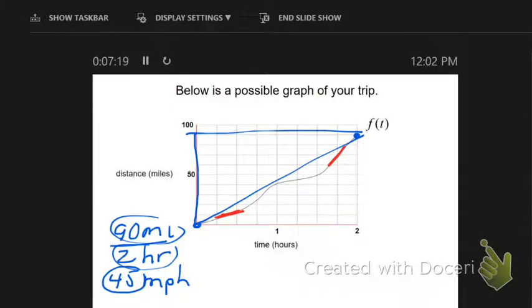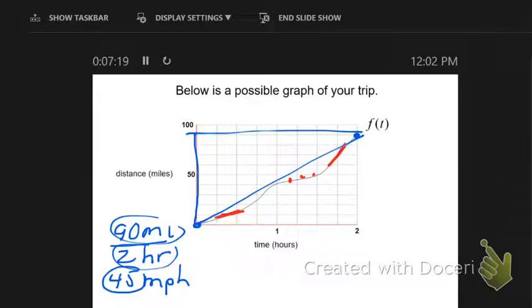So that should bring us to, well then how do I find out the actual speed at any given time? The average rate of change is my average for the whole trip. But how do I figure out how fast I was really going at every moment along my trip? How fast was I going here? How fast am I going here? How fast am I going here? Well, that's going to be the slope at each of those points.